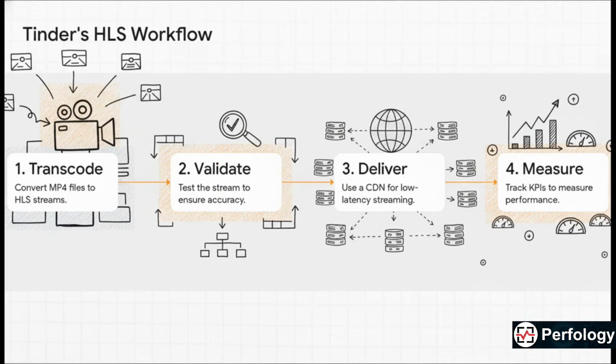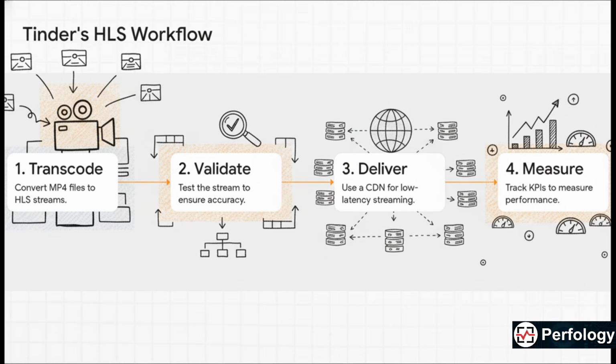So to make this whole thing work at a massive scale, Tinder built this really slick four-step pipeline. First, they transcode their regular MP4 videos into all those different HLS versions. Second, they run a validation on the streams to make sure everything's working just right. Third, they use a content delivery network, a CDN, to basically copy the videos onto servers all around the world so the data is physically closer to you.